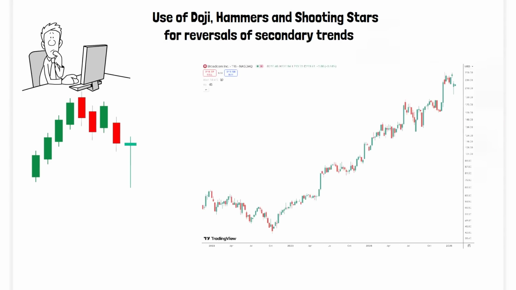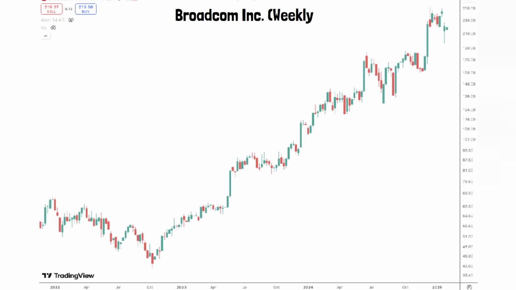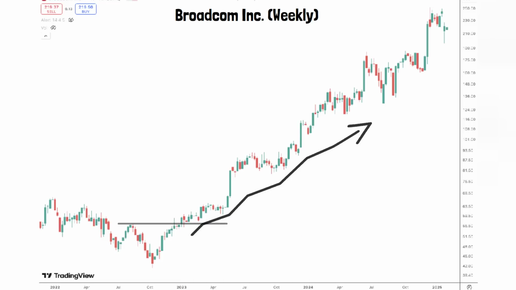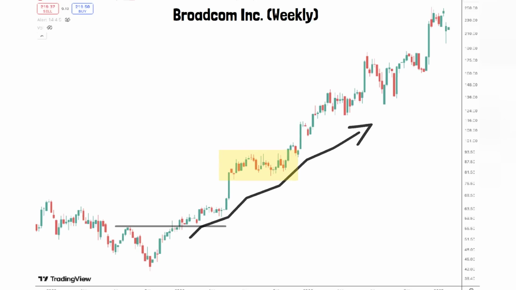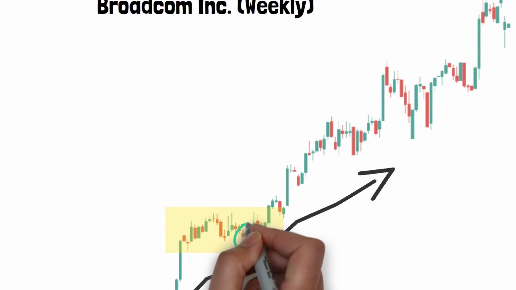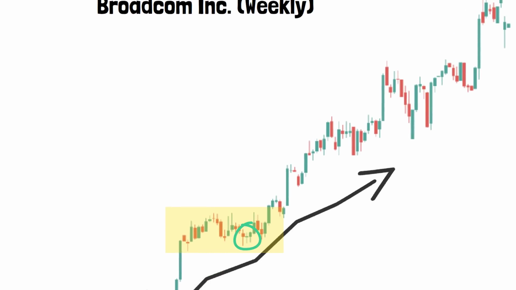For example, in this weekly chart of Broadcom Inc., the price was in an uptrend once it crossed above the last swing high in this downtrend. In this consolidation, the price gave multiple signals of buyers being in control. There are 2 hammers and 1 doji here, which marked the low of this consolidation as the price marched up.